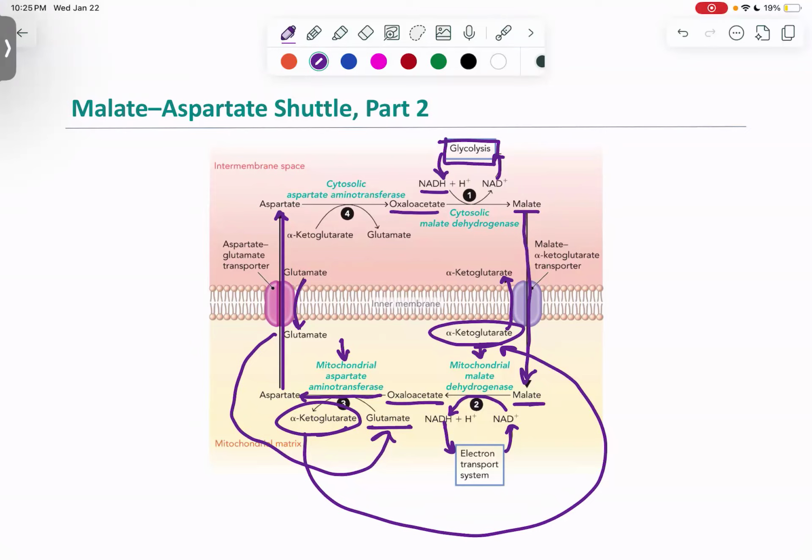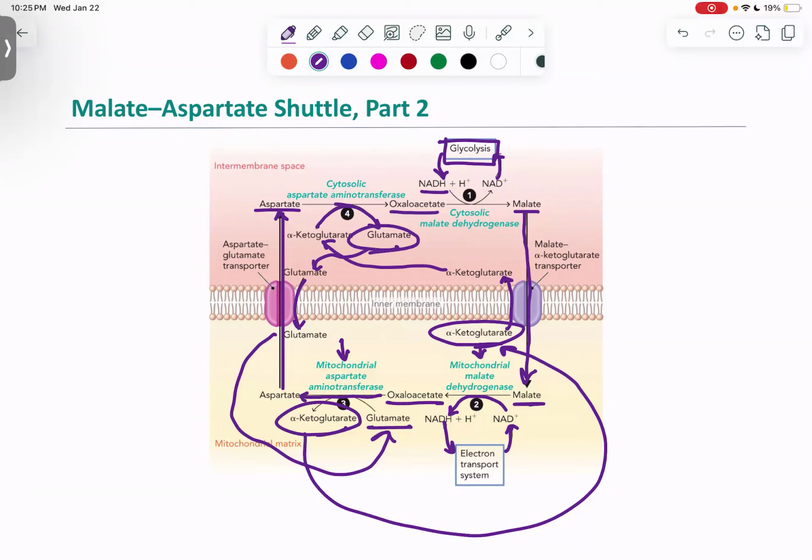And the same thing is true on the cytosolic side or the inner membrane space side, however you want to think about that. Once I make aspartate, I can turn it back into oxaloacetate using alpha ketoglutarate and cytosolic aspartate aminotransferase. And I'm going to make glutamate. Well, that glutamate is going to be used in the transport mechanism here. The alpha ketoglutarate comes from this one. So it's a very, very nice circular pathway where everything is regenerated.